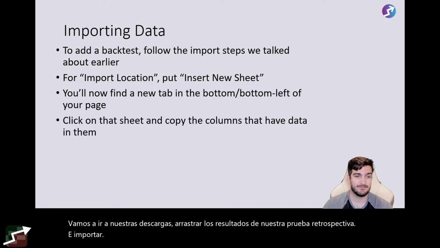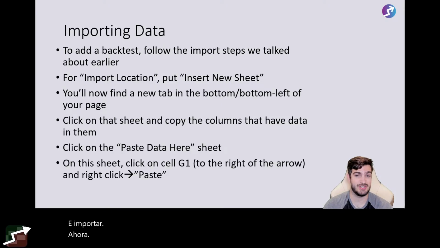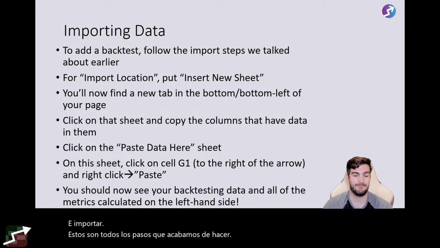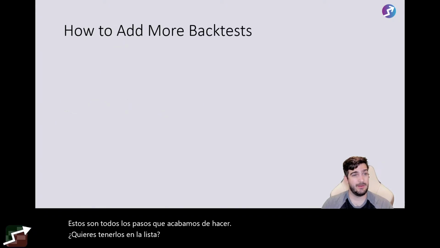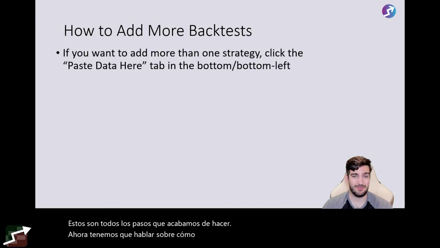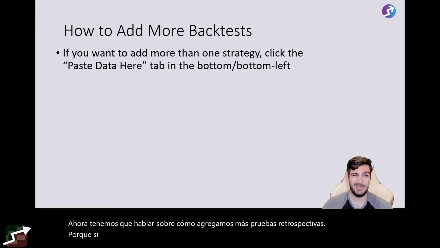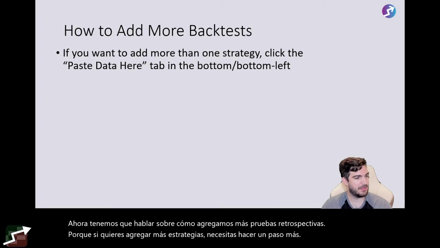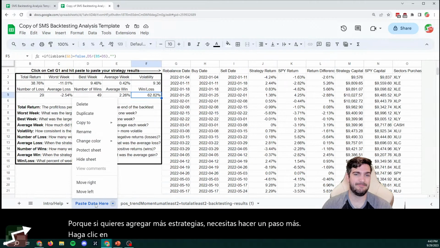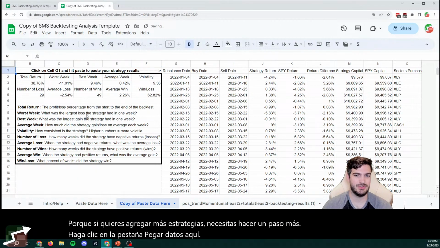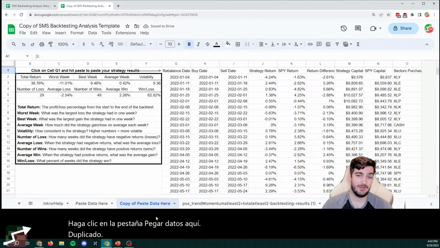Now, these are all the steps that we just did. We want to have them listed. Now we need to talk about how do we add more backtests. Because if you want to add more strategies, you need to do one more step. Click on the Paste Data Here tab, and click Duplicate. You'll now see Copy of Paste Data Here.